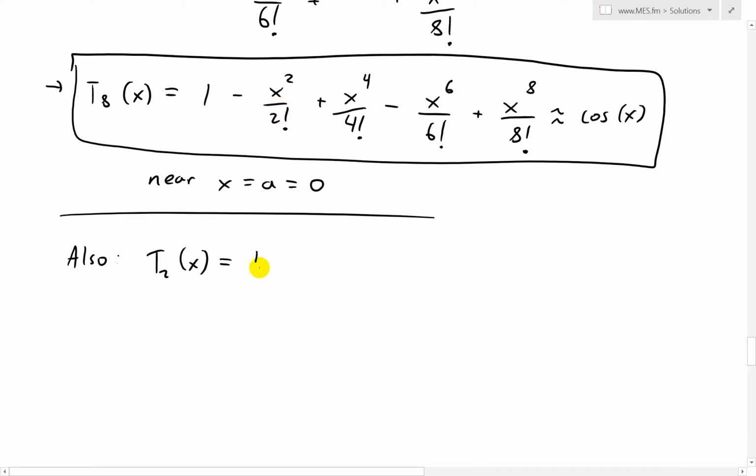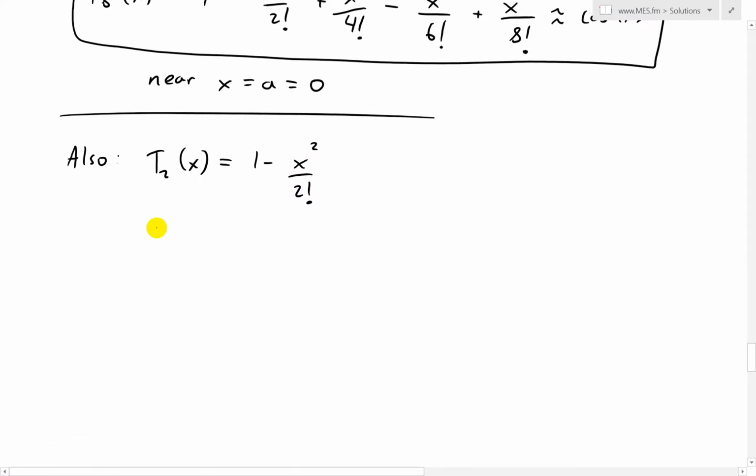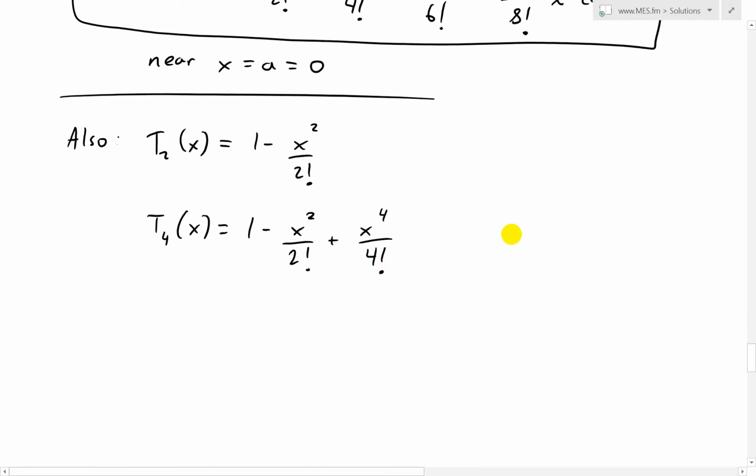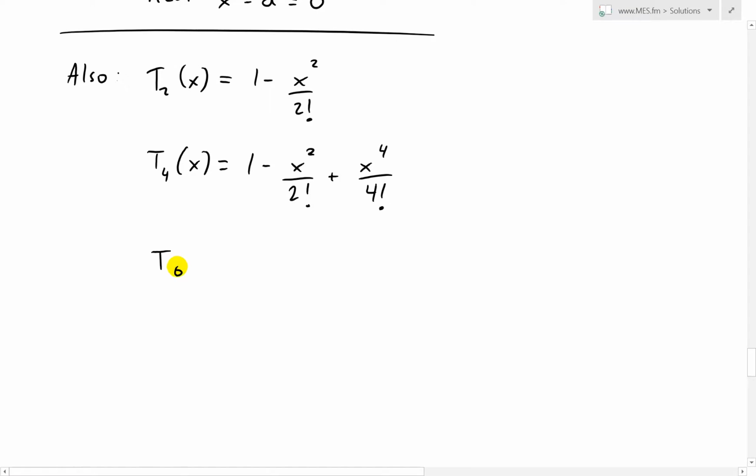That's just the first part over there, 1 minus x squared over 2 factorial. And then to solve for the T4 of x, we just go one further. So you have 1 minus x squared over 2 factorial, and we just keep adding to it, plus x to the 4 over 4 factorial. Finally, the T6 of x equals 1 minus x squared over 2 factorial plus x to the 4 over 4 factorial.